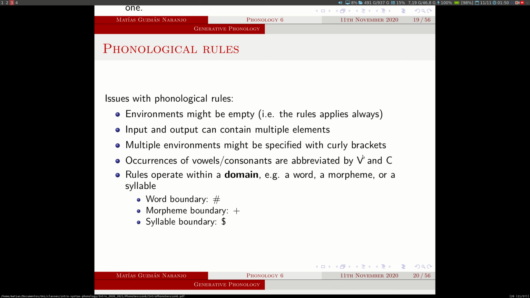Rules operate within a domain. So they can either operate within words or morphemes or syllables, and you can mark those boundaries as with the symbol. So the number symbol for word boundary, the plus symbol for morpheme boundary, and the syllable boundary is a dollar symbol.